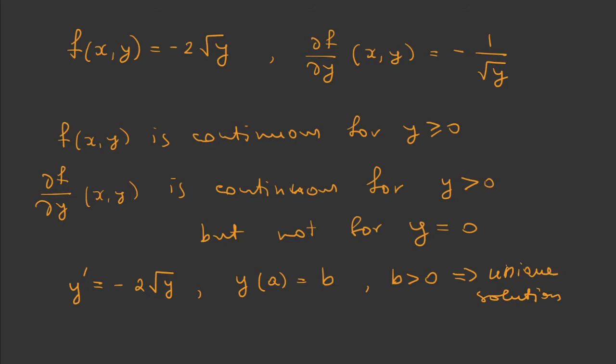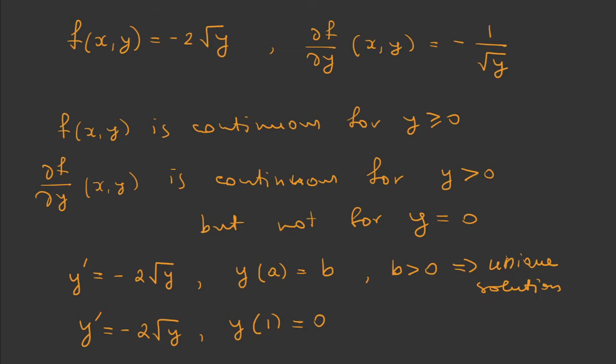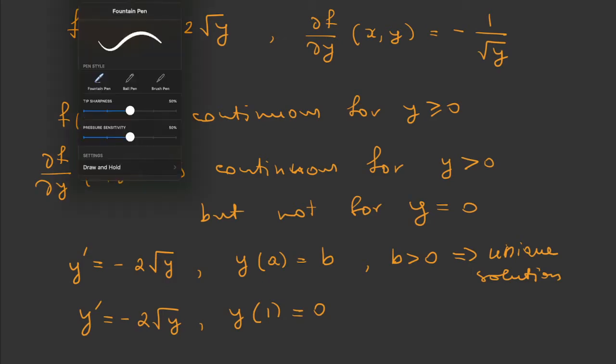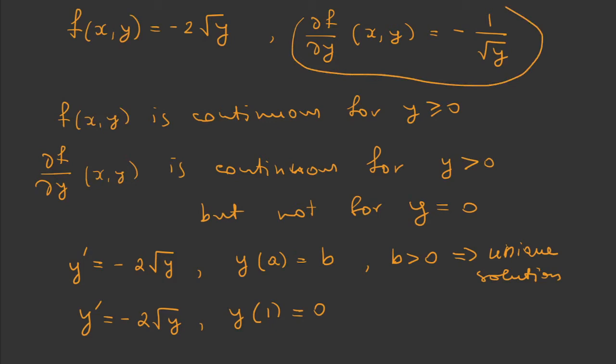Now, on the other hand, if we're looking at the initial value problem y prime equals negative 2 square root of y, and let's say the initial condition is y of 1 equals 0, in this case, the existence and uniqueness theorem is not applicable. Why is it not applicable? Well, because at this point (1, 0), the partial derivative of f with respect to y is not defined, and therefore it is not continuous.